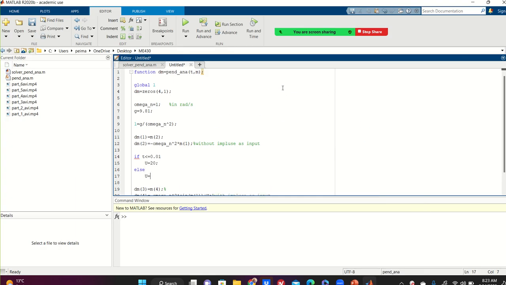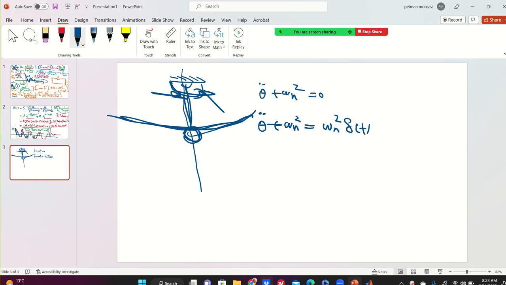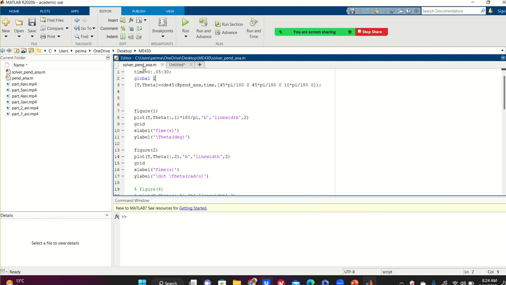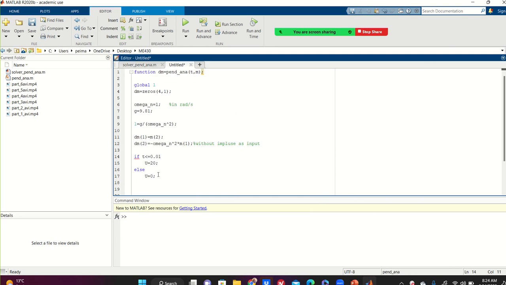Else, u is 0 after time is 1 millisecond, because this is the definition of the impulse, guys. At time 0 there is a huge amount of value, and after that it is 0. Else, u is 0. So, a short period of time. Why did I select this? Because here your time step is 1 millisecond. And then end.